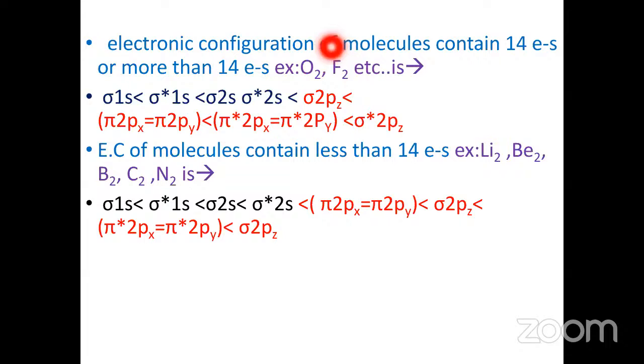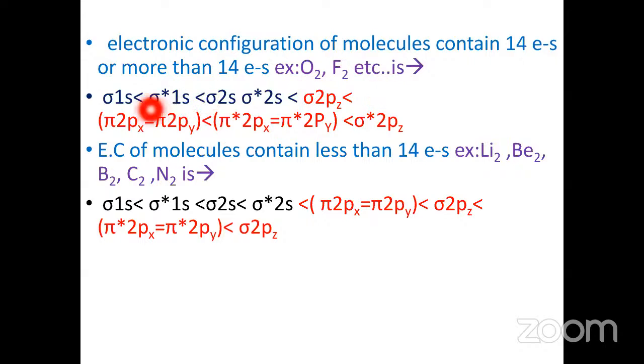Same as well in the fluorine molecule. The fluorine molecule is formed by the combination of two fluorine atoms. The atomic number of fluorine is 9, so two atoms are combined to form the F2 molecule. Now how many electrons does F2 have? 9 plus 9, 18 electrons. So this electronic configuration is applicable for molecules containing 14 electrons or more than 14 electrons.